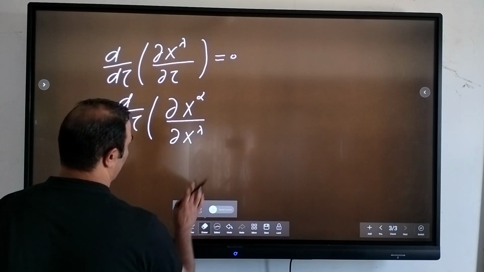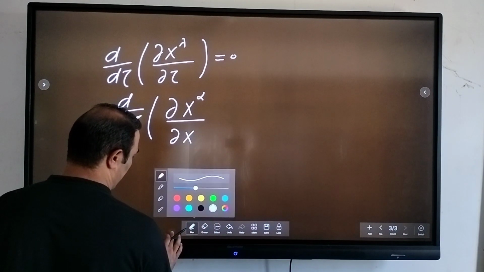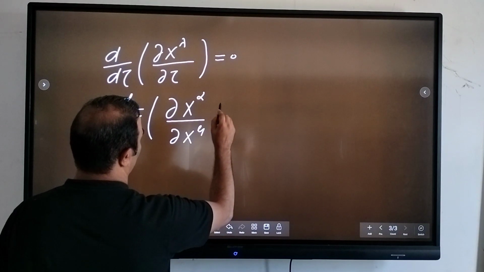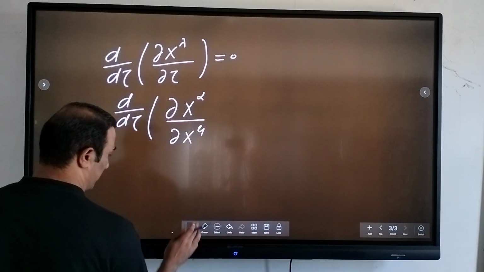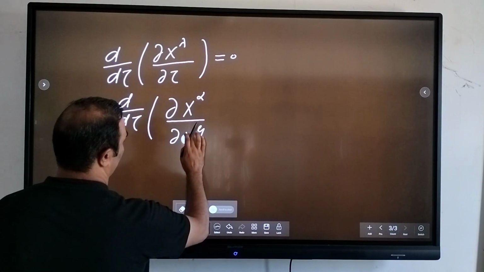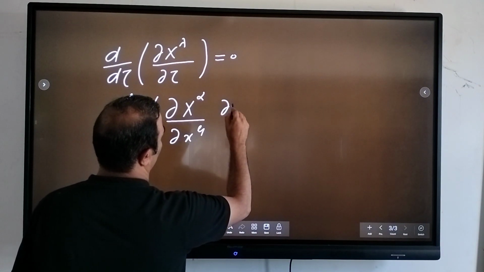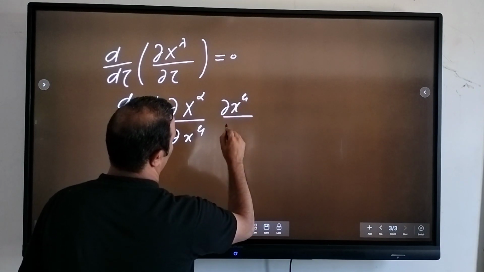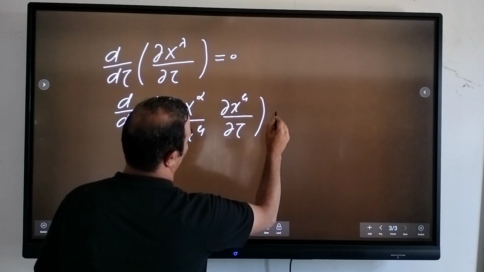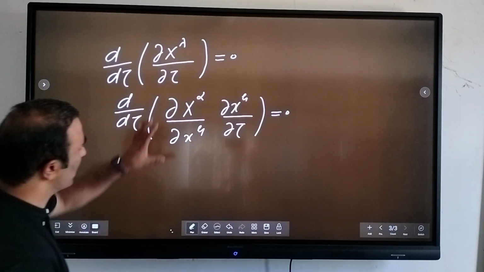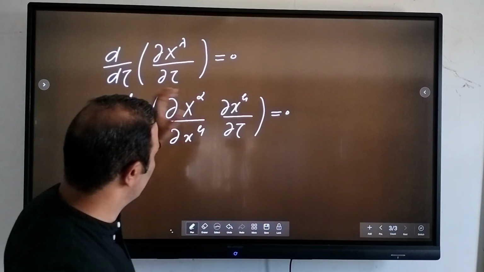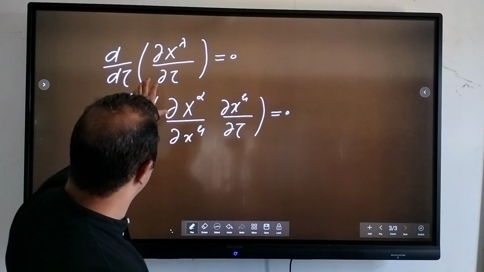Okay, so let me write it here. I can write this as partial x mu, but this should be small here, because I am writing this as partial x mu by partial... So what I did here, just have a look at this equation. Here I basically transformed this.